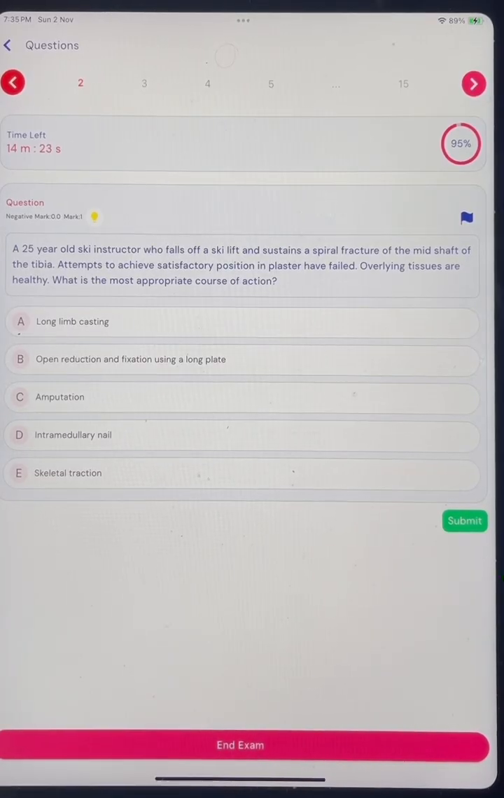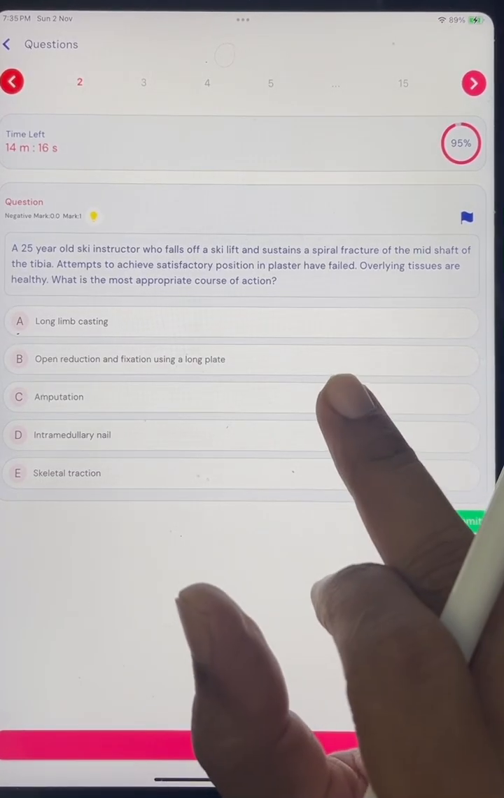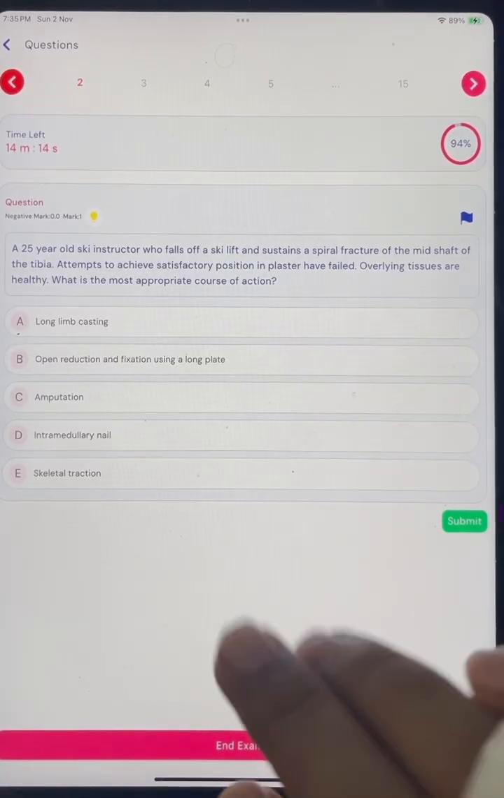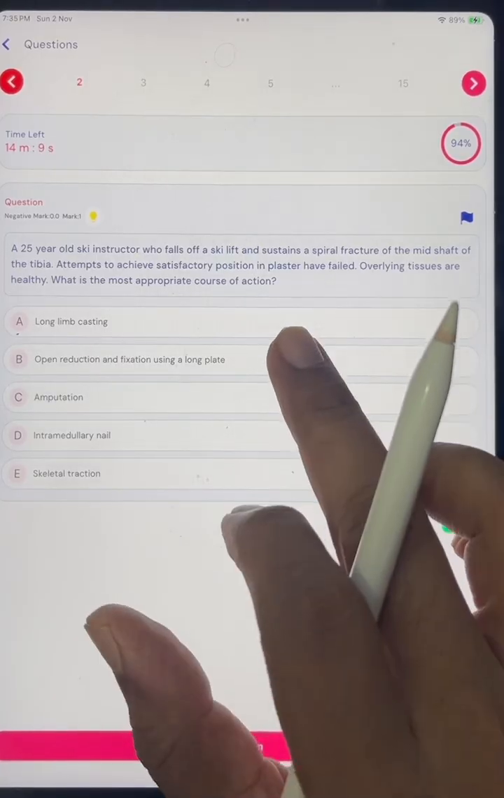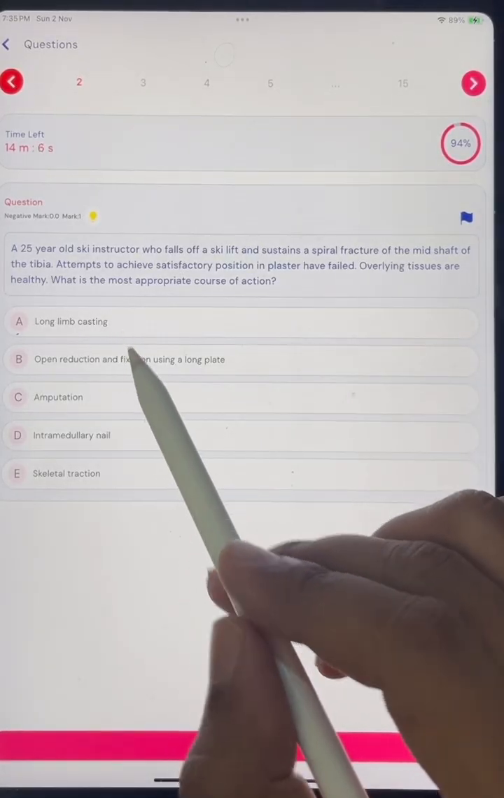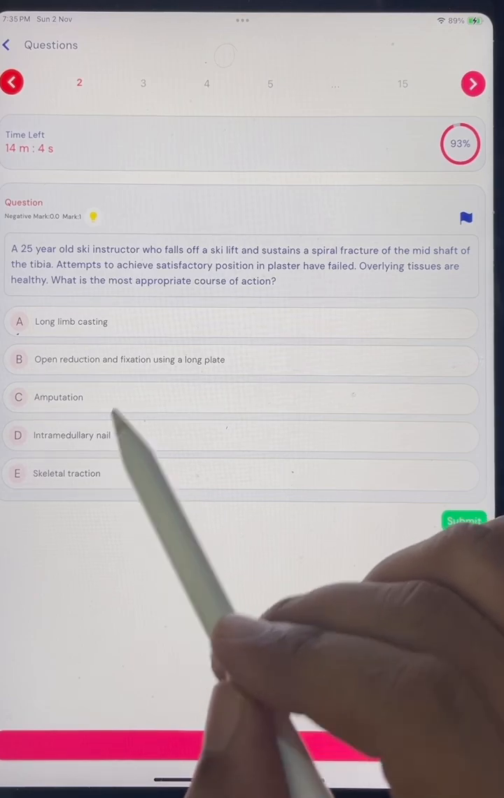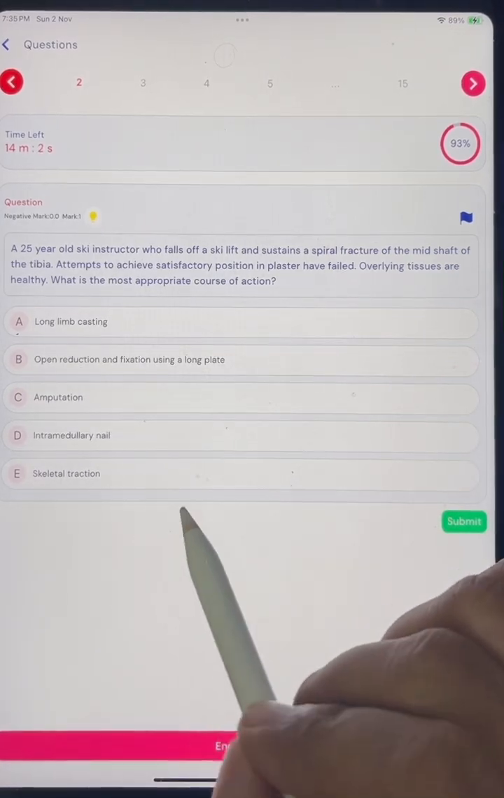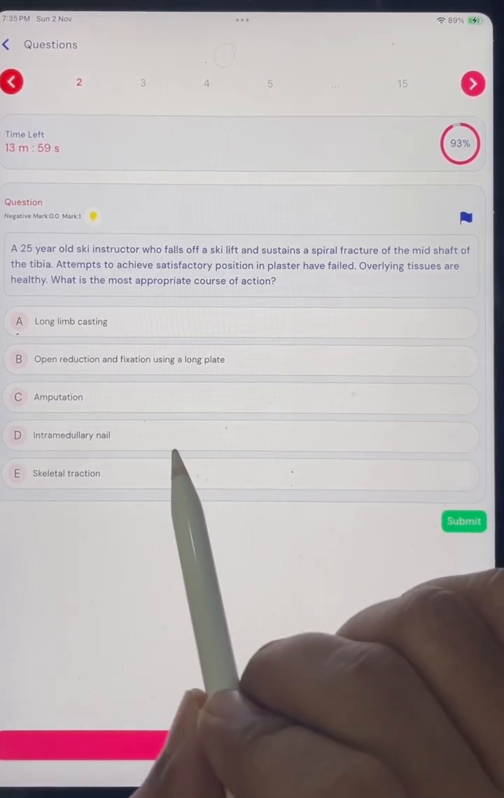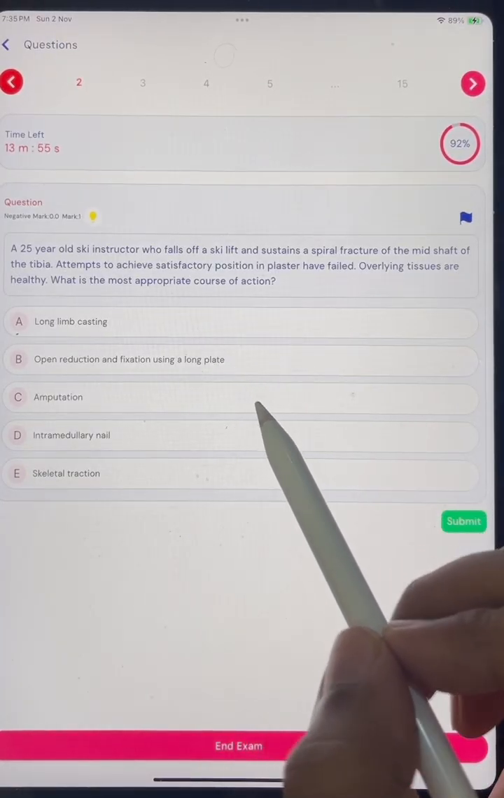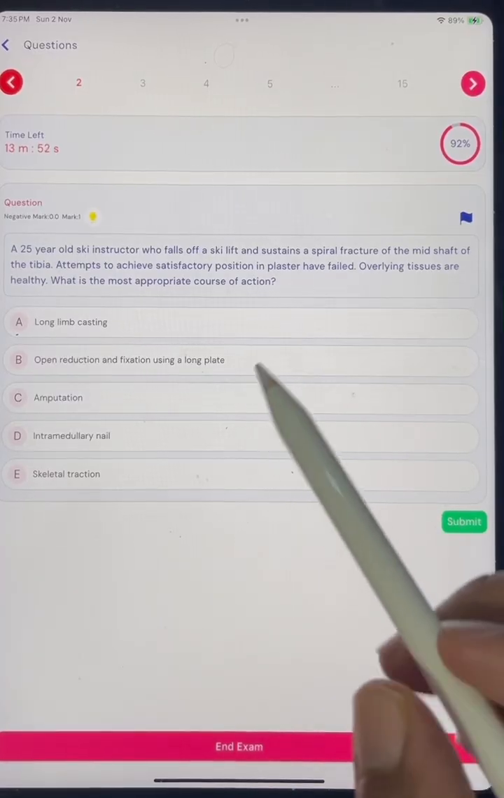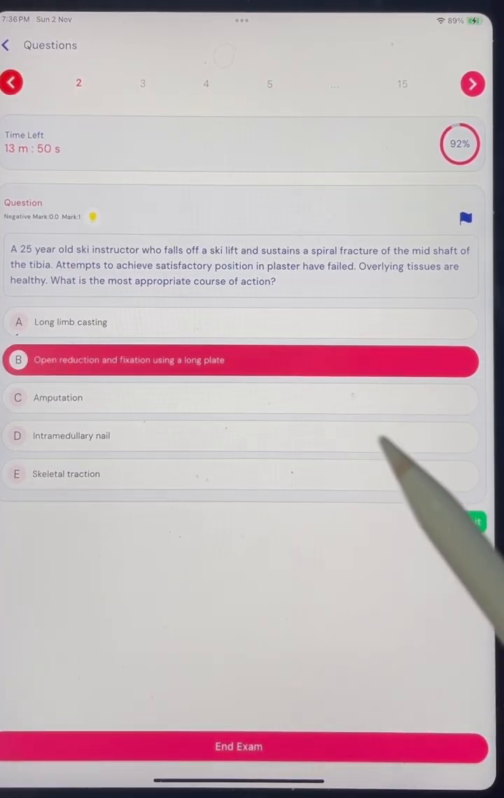Open reduction and fixation with a long plate, whether plate or nail. Overlying tissues are healthy. So tissues are healthy means you can put, but this has failed. So long limb casting, amputation, skeletal traction. Out of this B and D. So intramedullary nail, it may be primary. Now I think this is open reduction. You have to reduce, clear, and then put the nail, let me choose this.